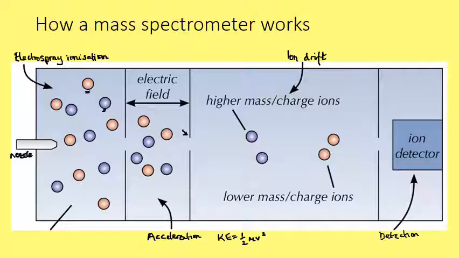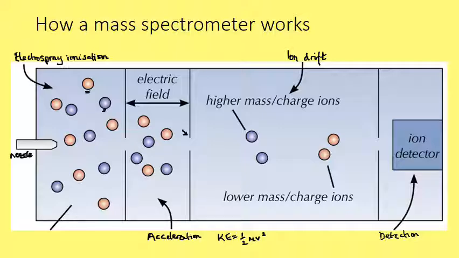And it also measures the time that it's taken to get to the detector. So then it can use those two bits of information to create a spectra, which we will see in a couple of slides' time. But for now, what I want to do is show you a little moving animation of a mass spectrometer. It's only about 15 or 16 seconds long.